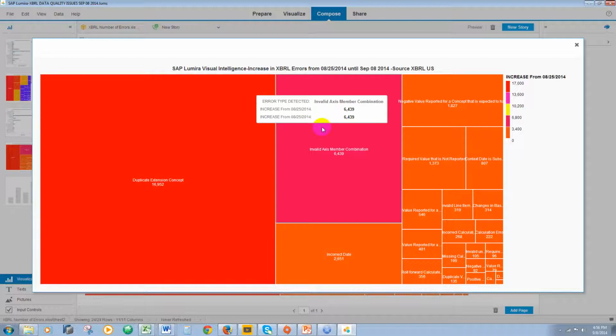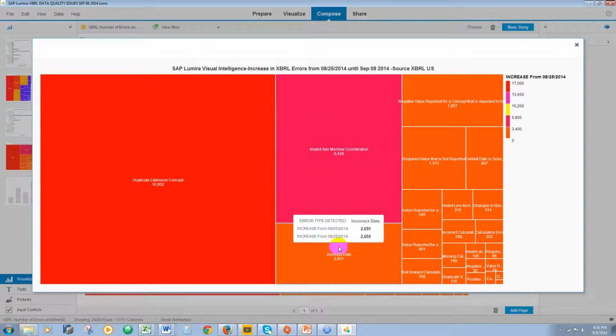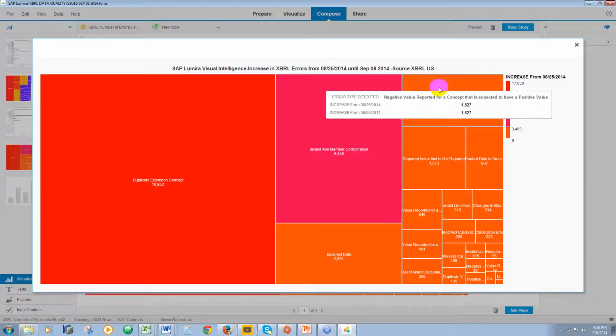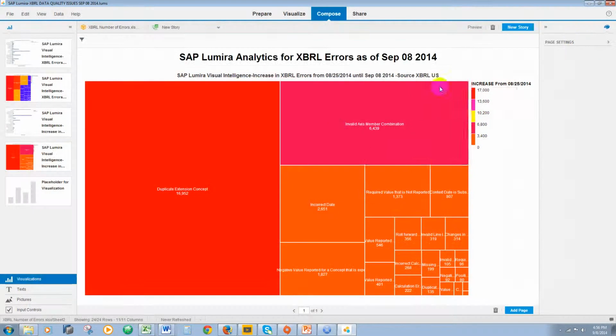And then we have invalid access member combination, that's 6,439 over a period of 2 weeks. So that's the growth. And then we have incorrect date, 2,651. That's the growth. And then we have negative value reported for a concept that's expected to have a positive value, that's the growth of 1,827, and then we have required value that is not reported, that's the growth of 1,373. So these are some of the growth rates in these XBRL quality issues.